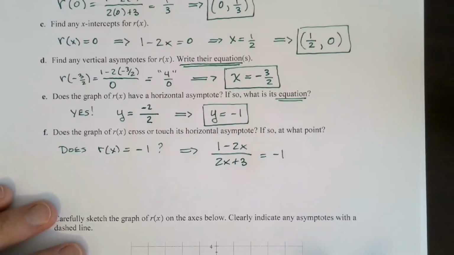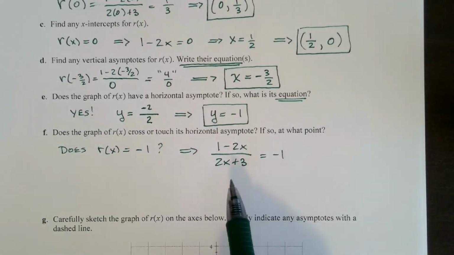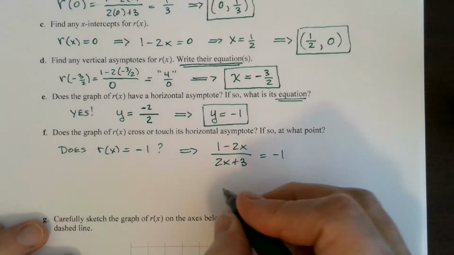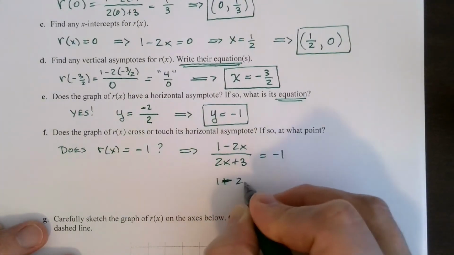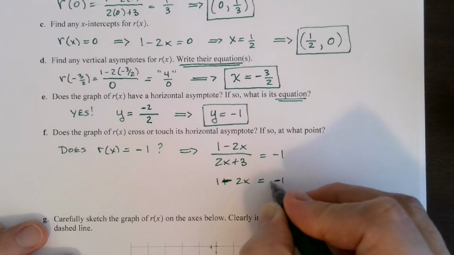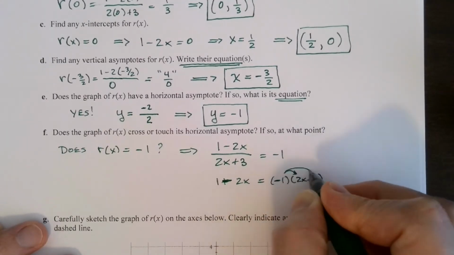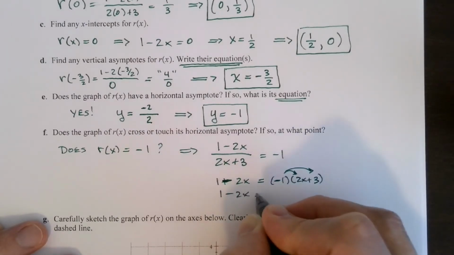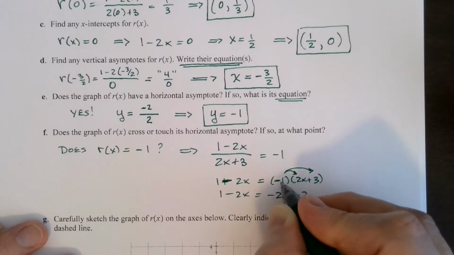Does anyone remember how to solve such an equation? It's a rational equation. We want to multiply both sides by the least common denominator, which is just what? 2x plus 3. So I multiply both sides by 2x plus 3, and I get 1 minus 2x equals negative 1 times 2x plus 3. Or distributing this negative 1 through, I get 1 minus 2x equals negative 2x minus 3.